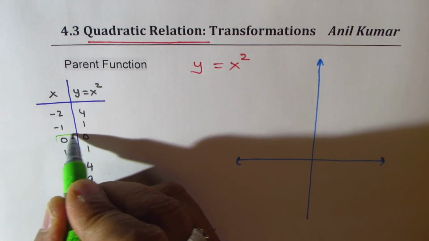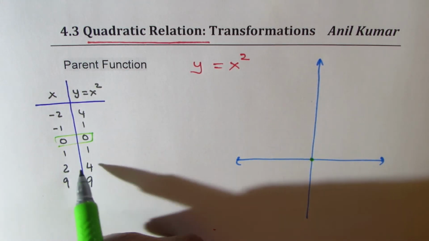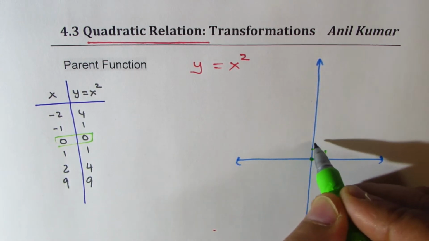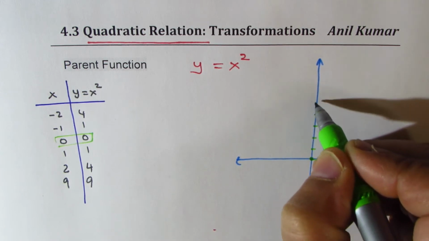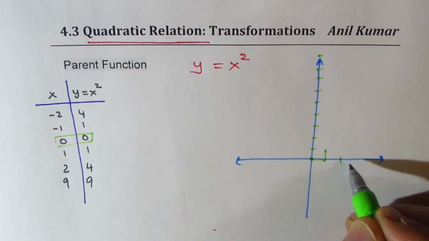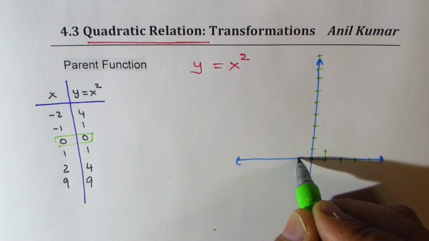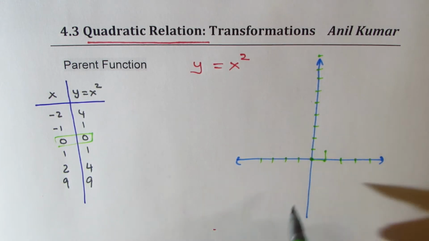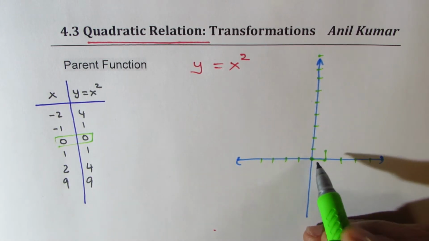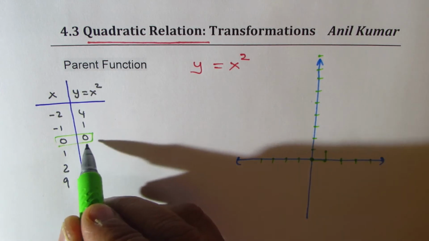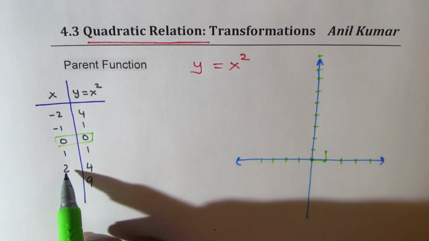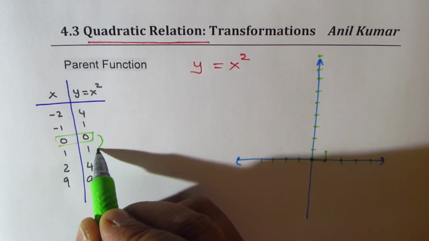So 0, 0 is right at the origin. Then we move 1 unit here and 1 unit there. So that is 1. Okay, let's mark 1, 2, 3, 4, 5, 6, 7, 8, and somewhere there 9. Okay, so 1, 2, 3, 4, minus 1, minus 2, minus 3, minus 4. This is always positive, so I'll just concentrate on the upper half. So the first point here is, starting with the vertex, 0, 0, the origin, 1, 1, and then 2, 4.